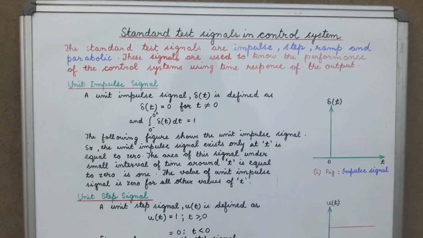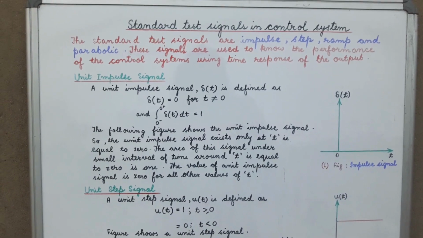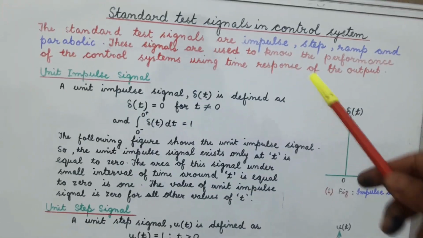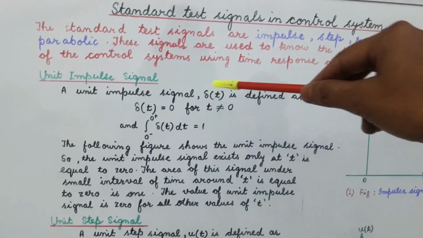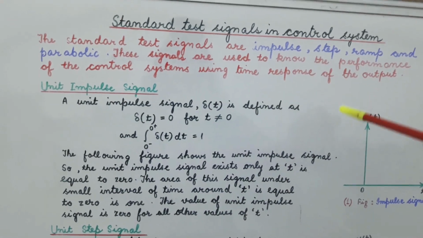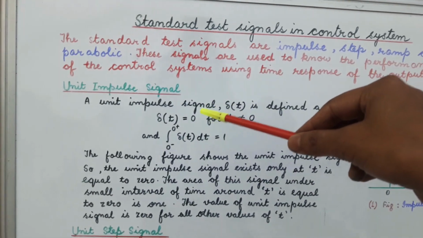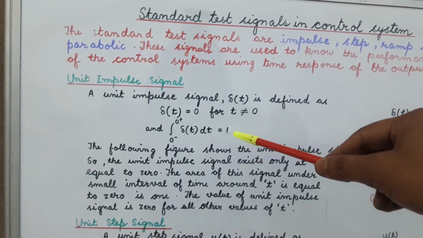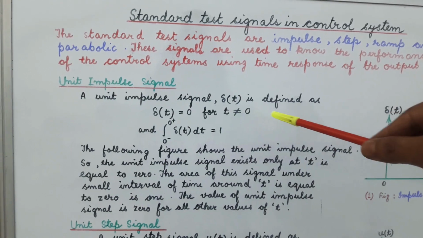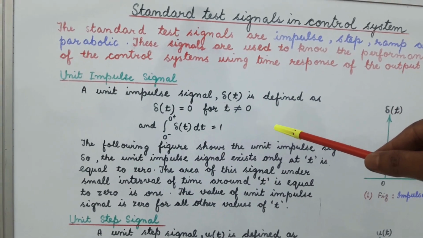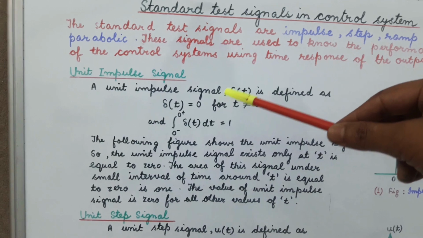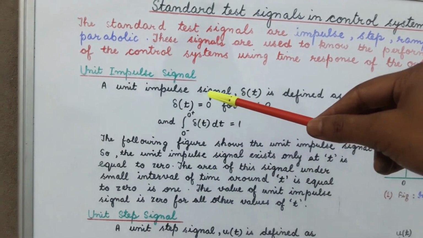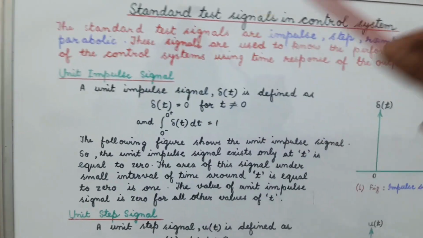The first signal which is used in control system is the unit impulse signal. A unit impulse signal can be denoted by δ(t), and it can be defined mathematically as δ(t) is equal to 0 for t not equal to 0, and δ(t) will be equal to 1 when the value of t is 0. That is, if we integrate δ(t) dt from the times t is equal to 0 minus to t is equal to 0 plus, it will come out to be 1.